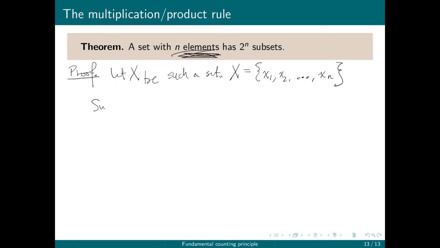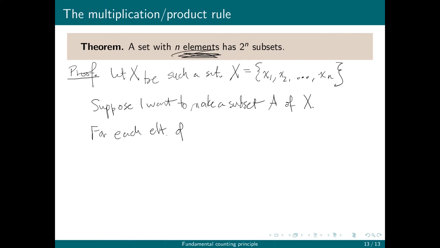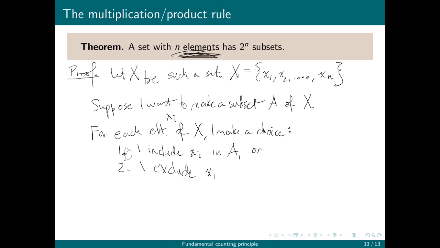So suppose I want to make a subset A of X. For each element of X, I make a choice. Oh, there it is. There's that pen mistake. So let's call the elements xi. Let's give them a name. That'll help. For each element xi, I include xi in the subset, or I exclude xi from the subset.